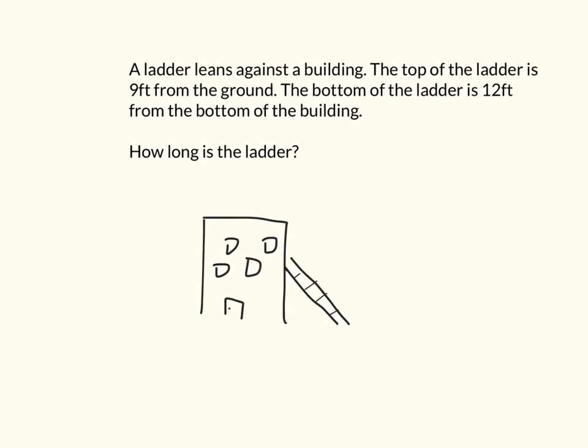And let's look and see what I know about this building and the ladder. Oop, right here I see a key piece of information. The top of the ladder is 9 feet from the ground. So here's the top of the ladder. It is 9 feet from the ground. So right here is 9 feet. Any other key pieces of information? Yeah, the bottom of the ladder is 12 feet from the bottom of the building. So bottom of the ladder, bottom of the building, right there, that section is 12 feet.